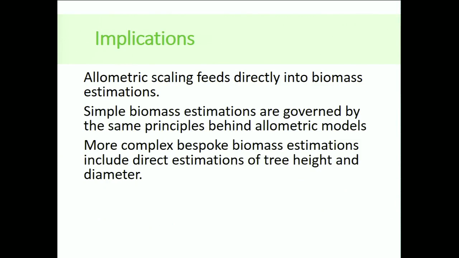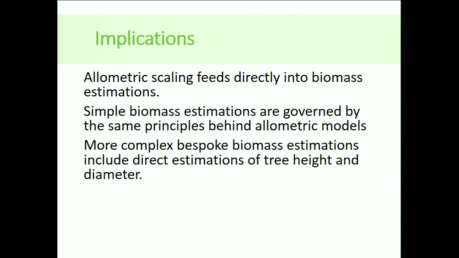And actually, most importantly, allometric scaling feeds directly into biomass estimations. So you can have independently simple biomass equations that are also power functions, and they are also under the same theoretical models. So the metabolic ecology model or the stress assimilatory model all also have power functions for biomass. So if these scaling allometrics for tree height and diameter vary, then it's assumed that they could vary for biomass. That's for just simple equations.